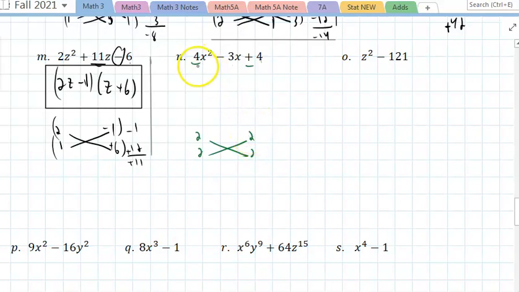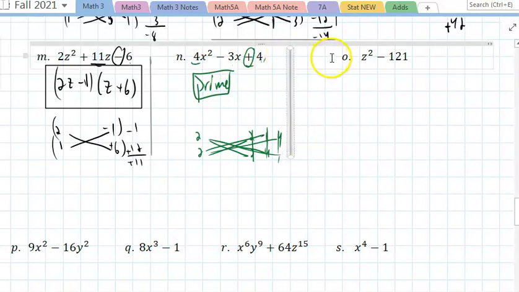8. That doesn't work. So what if I go for 1 and 4, 4 and 1? 8 plus 1 is 9. Actually, it turns out there are no factors of 4 and 4 that add up to 3. Not possible. So we say this is prime. Prime meaning we can't factor it any further.